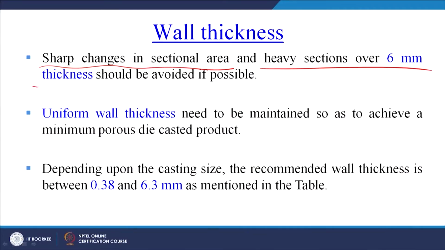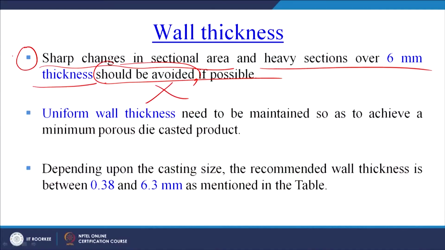Now the second part is the wall thickness. When we are designing a product, maybe of aluminum, the second criterion can be, we have already decided aluminum is going to be my material for the product. Now we will see wall thickness. Sharp changes in sectional area and heavy sections over 6 millimeter thickness should be avoided if possible. So these should be avoided, sections over 6 millimeter thickness.